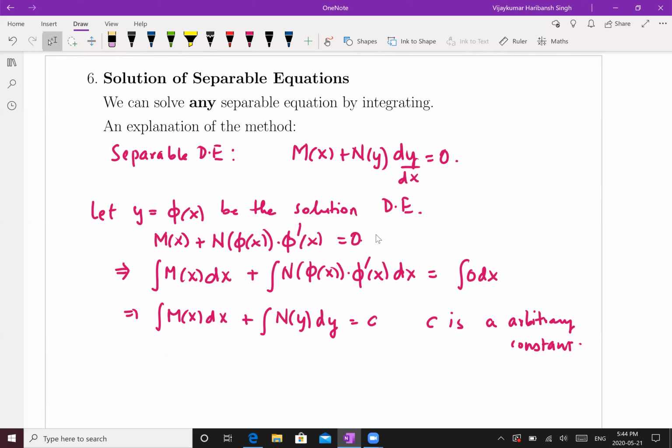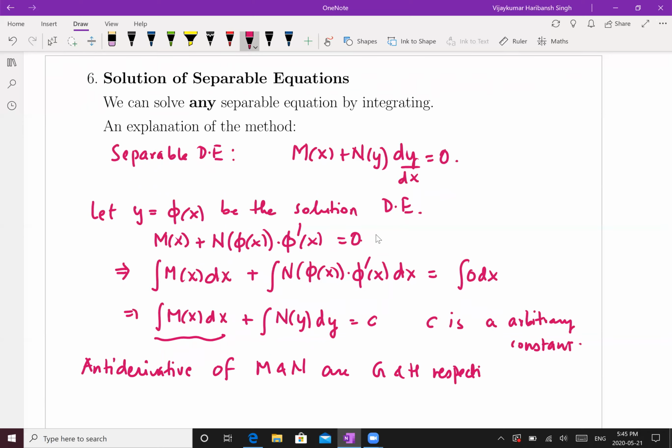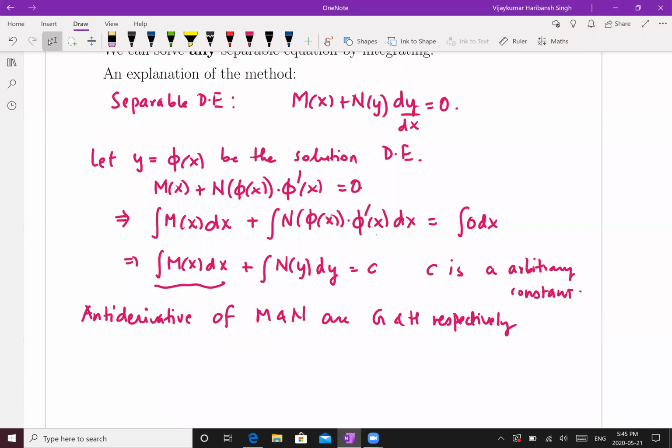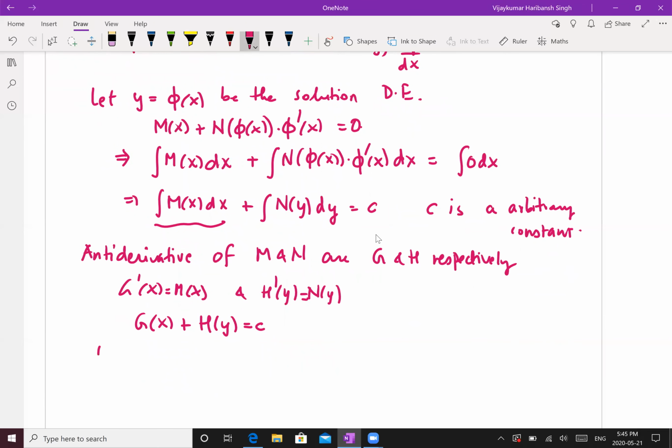So what is the upshot of this? If the antiderivatives of M and N are, say, G and H respectively, what is the meaning of that? The meaning is that G prime(x) equals M(x) and H prime(y) equals N(y). Then using this, we get G(x) plus H(y) equals c. And solving the differential equation means solving for y. This is a solution.